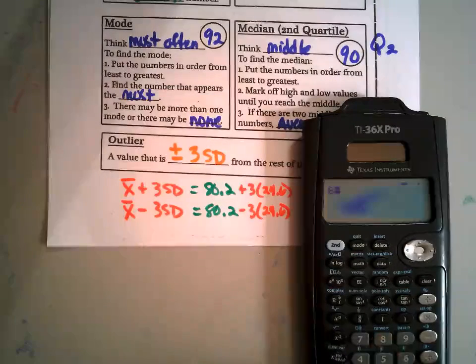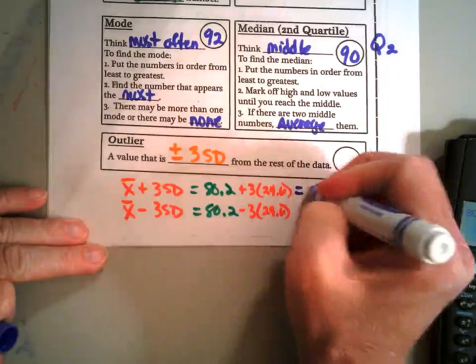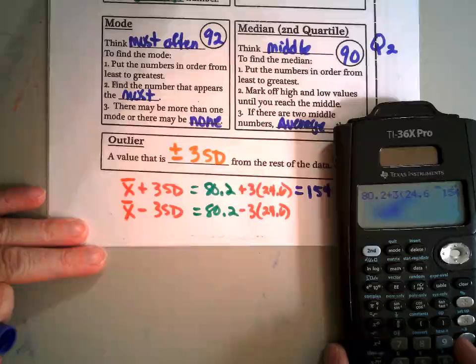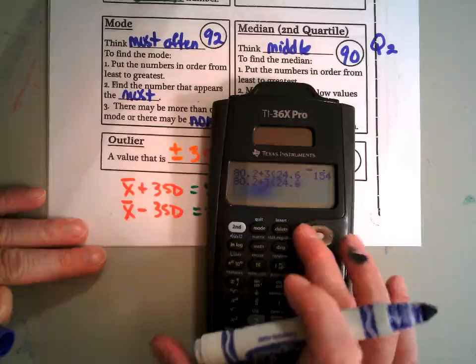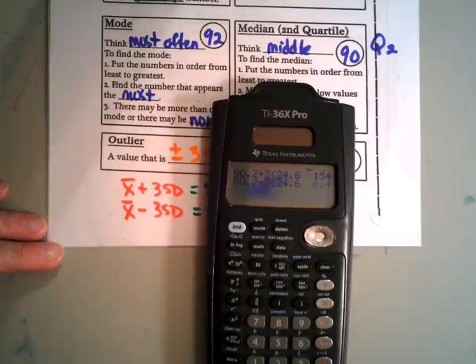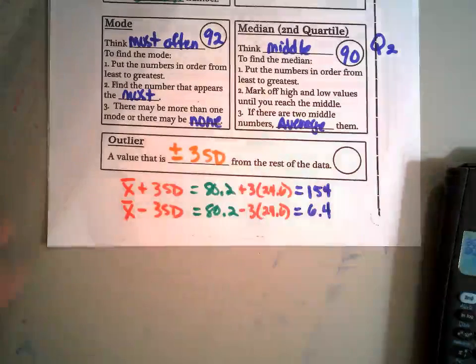All right. 80.2 plus 3 times 24.6. Enter. And so 154. That's the high side. It's 154 exactly, it didn't have any decimals. So we'll do that again. Copy it, paste it down here, and I'm going to subtract this time. As we subtract, we get 6.4.